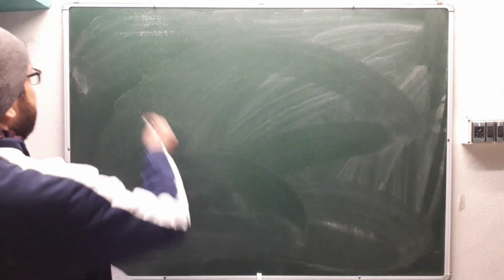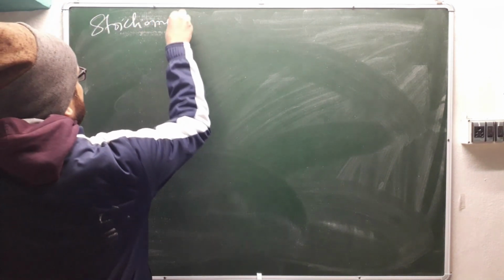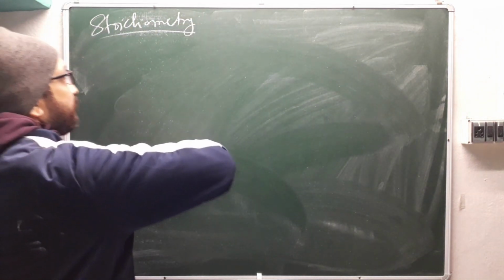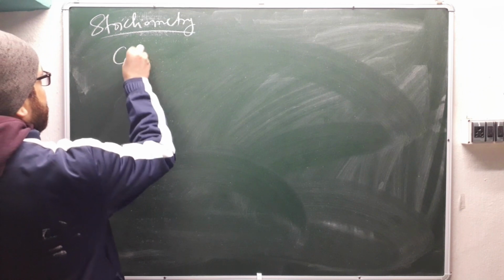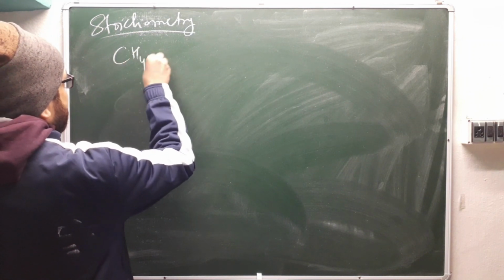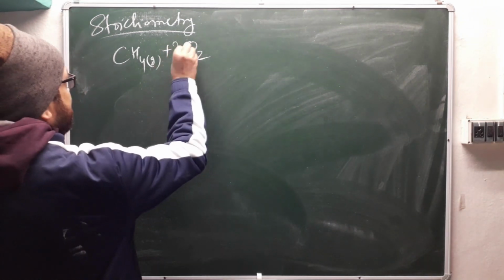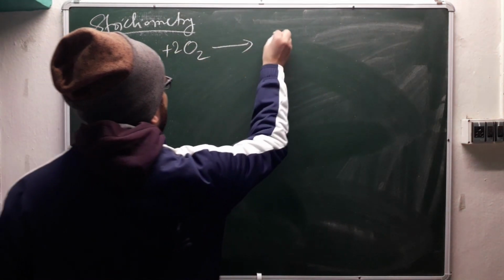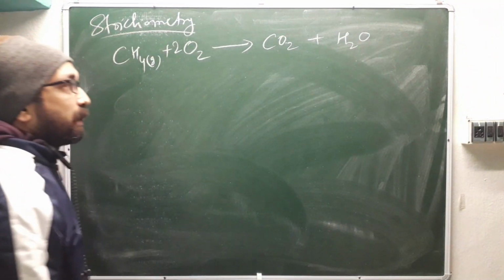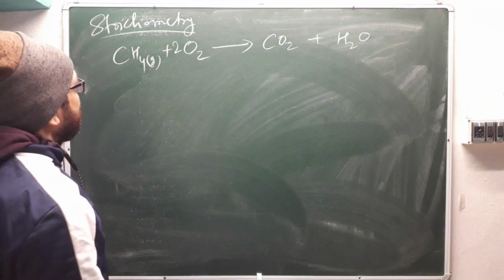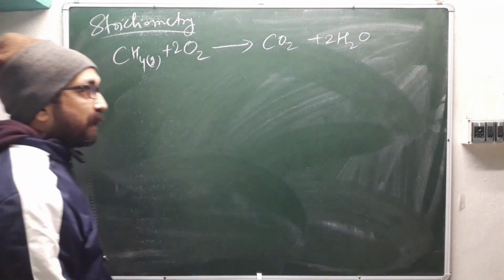So stoichiometry and stoichiometric calculation. Suppose we take one example. It is in gaseous form, methane, and we are burning it with oxygen. Okay, in the presence of oxygen, what is happening? We are getting carbon dioxide and water. It's simple, right? And we are getting water. So how many molecules of water will we get? 4 hydrogens are there, so here it will be 2. So everything is balanced now.